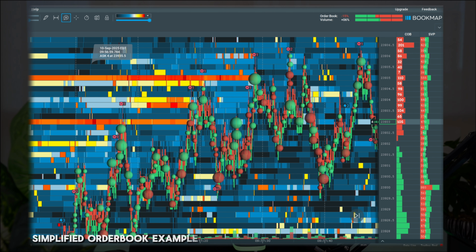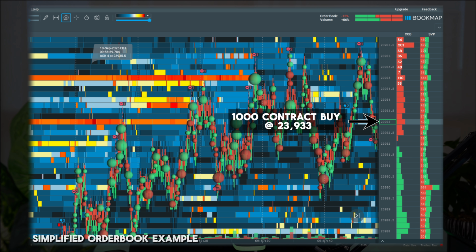Now, if there aren't enough passive orders, price has to walk the book. It's going to jump up to the next available price until the aggressive order is completely filled. So here's an example. Let's say an institution wants to buy 1,000 contracts immediately at the best available price, market value. At the current price, maybe there are only 105 contracts available. So those get filled instantly, but the remaining 895 contracts still need to be filled.